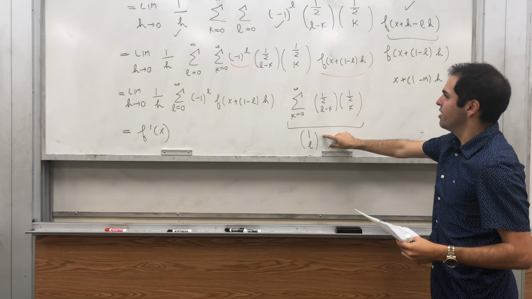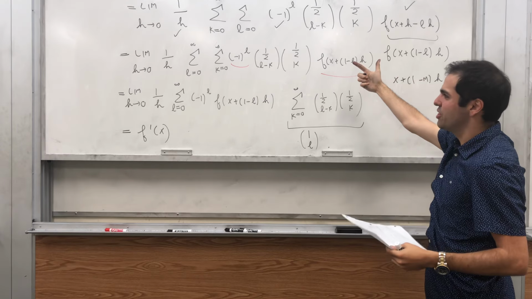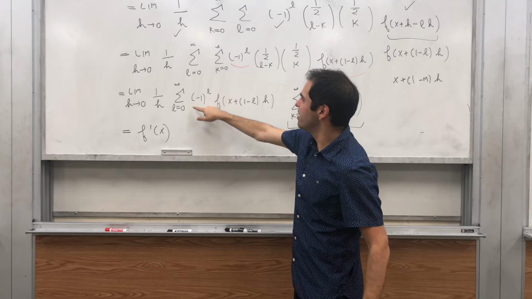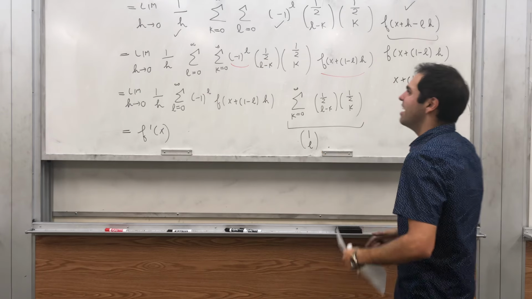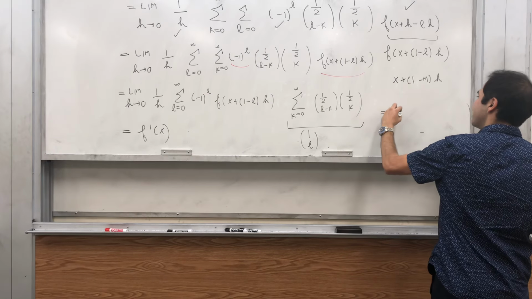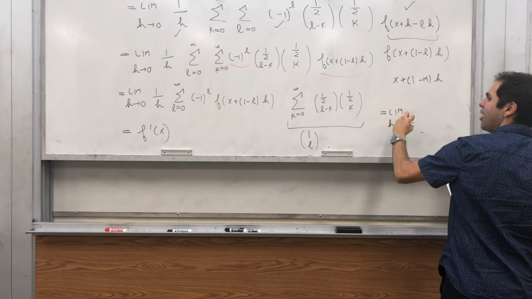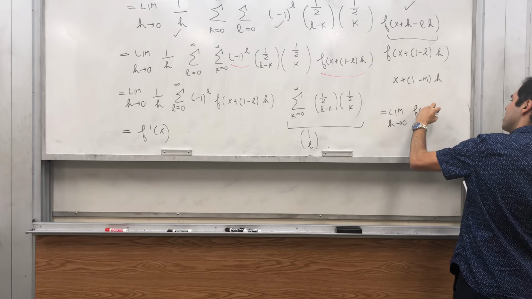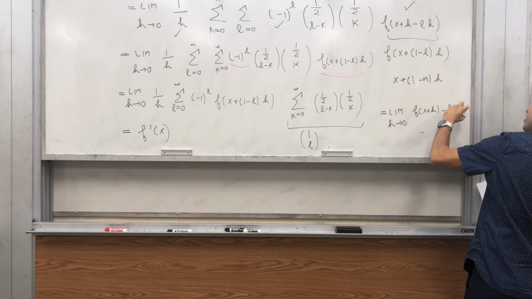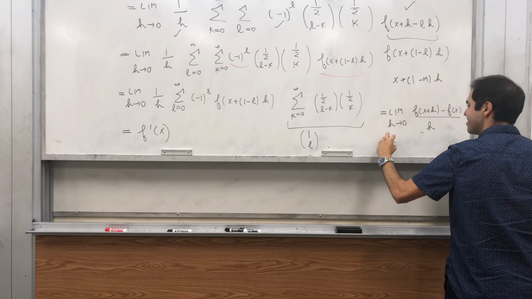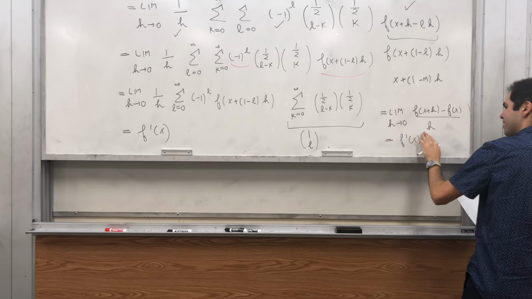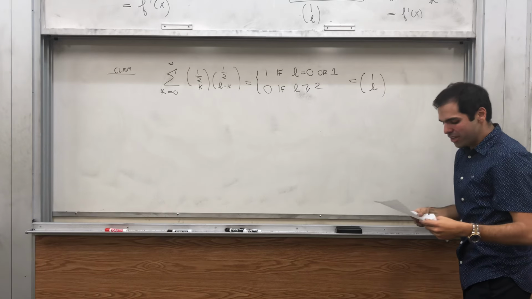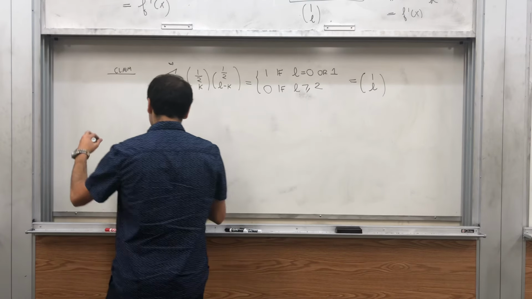Because, you see, if L is greater than 2, then this is 0, so this is really the sum from 0 to 1, and it would just become the limit as h goes to 0 of, let's see, if L is 0, it would be f of x plus h minus f of x over h, which is then precisely f prime of x. So that's all we need to show, and this one is a very cute proof as well. So why is that true?